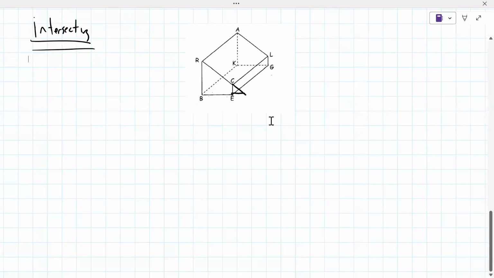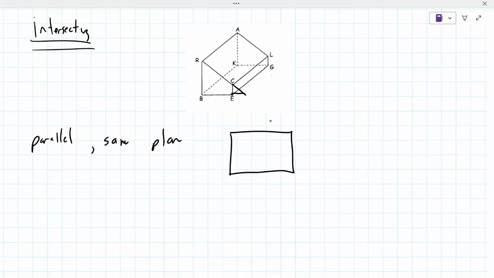All right. So intersecting means, do they actually collide? Parallel means they have to be on the same plane. Okay. Think of that as the same face, like a face or a wall. Okay.